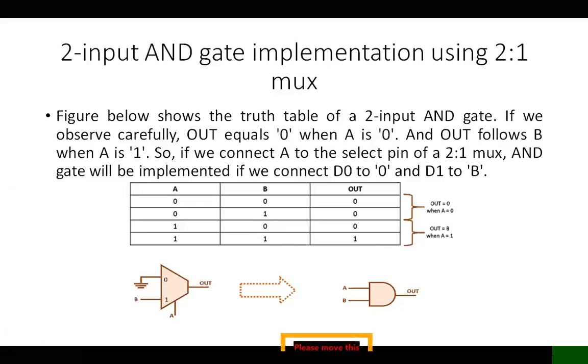Now I want you to compare the values of output with input. You have to come up with a relationship. Output is equal to 0 when A is equal to 0. Whenever A is 0, my output is 0. Then output is equal to B when A is equal to 1. When A is equal to 1, there are two cases, and the output is nothing but the value in B: 0, 1. Are you all able to understand this relationship now? Observe clearly.